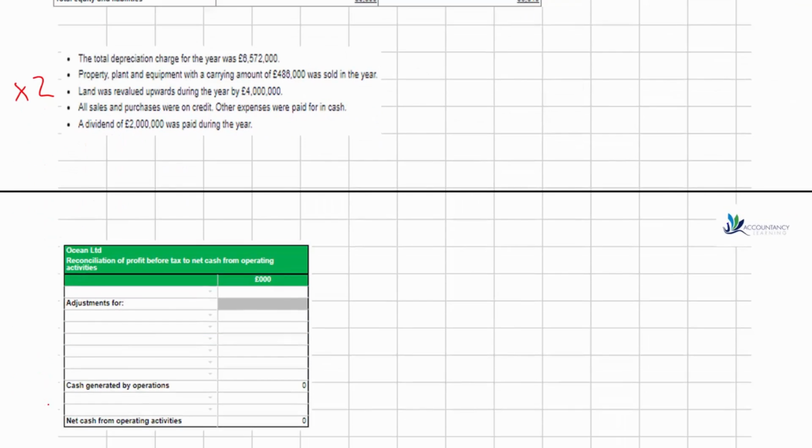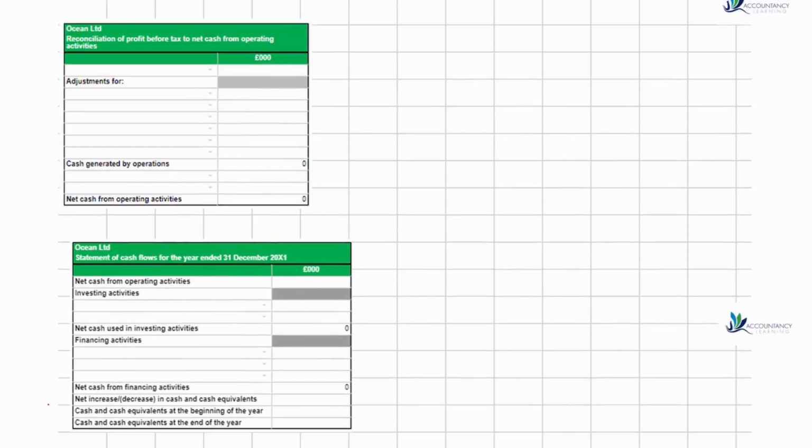The assessment then also provides you with a pro forma set of answers. There's one for the operating activities, and then a second one starting with the operating activities and then continuing with the investing and financing activities. So you just need to remember that whatever number we get at the bottom of the first answer will be our starting point for the second part of the answer. And for lots of companies, they actually produce this as a single statement in their financial statements rather than showing it separately.